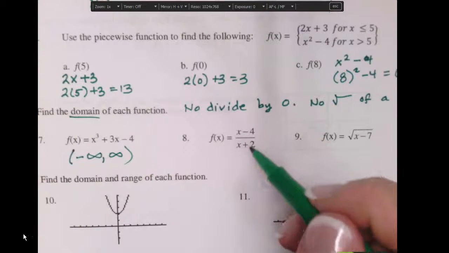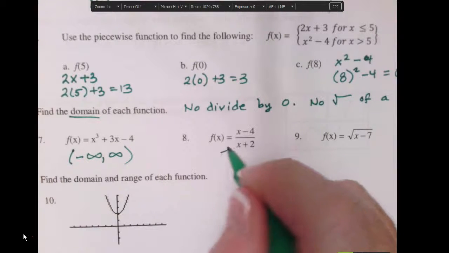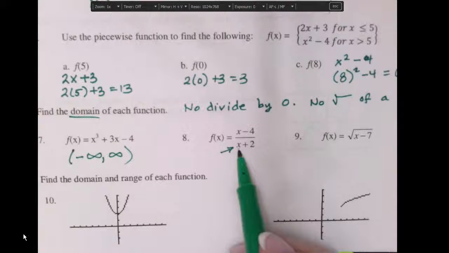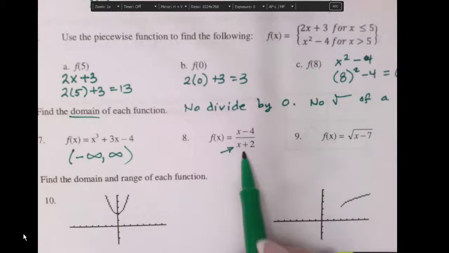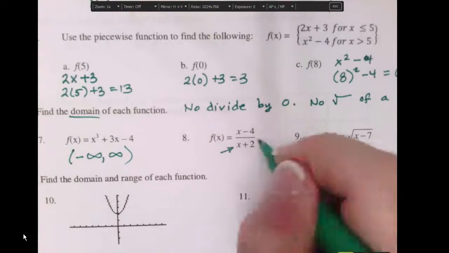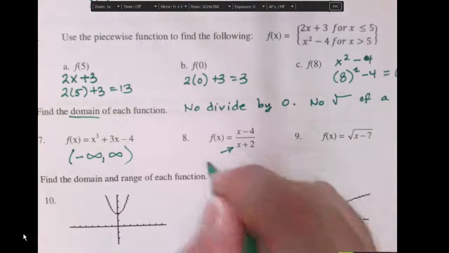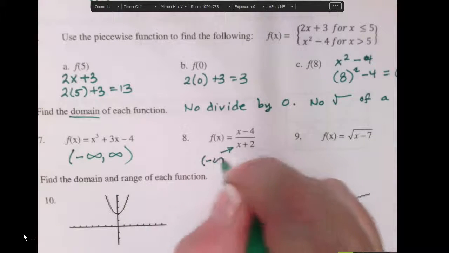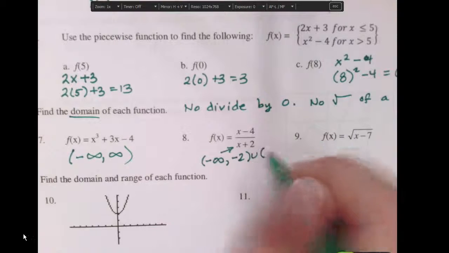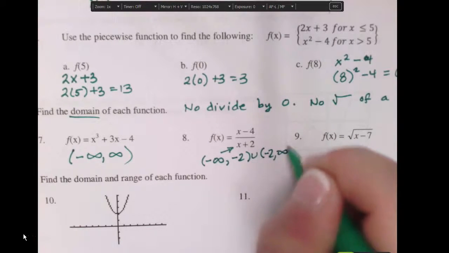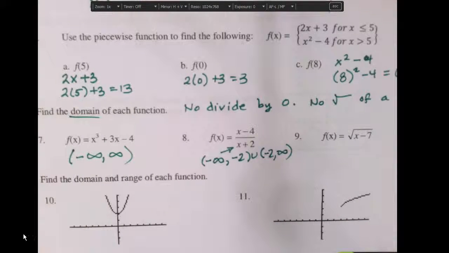In number 8, I see I have a denominator with an x in it, so I need to figure out what value of x would make my whole denominator 0 and make me not allowed to do it. So if x was negative 2, that would make it be 0. So I can have any number in the world except for negative 2. So this way of writing the domain excludes negative 2.